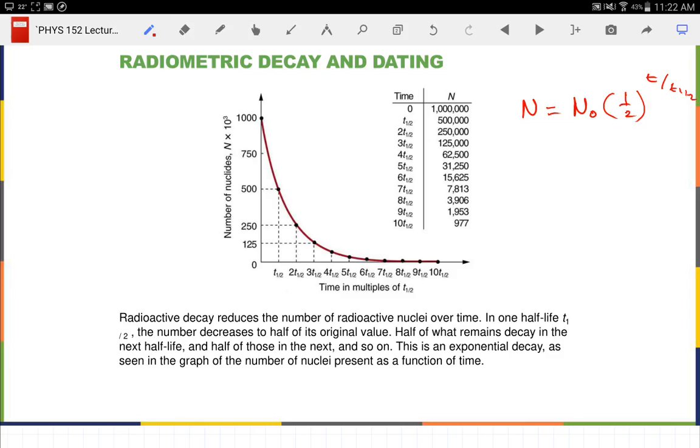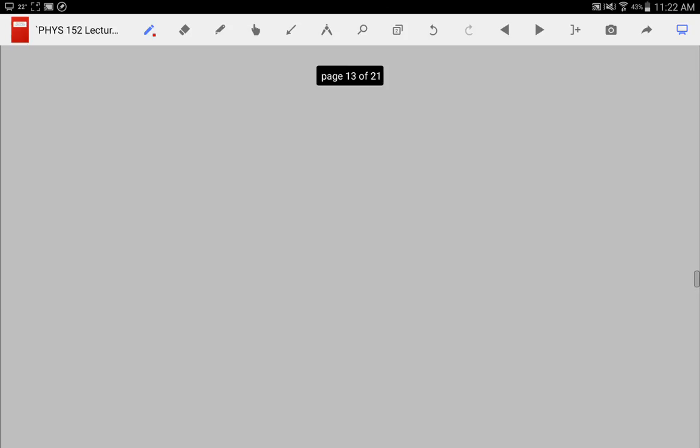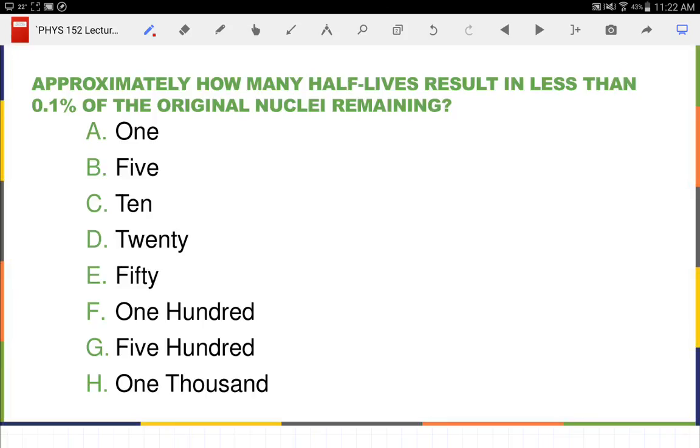And so our clicker question is going to deal with this equation here. Remember, just 1/2 raised to the power. And so the question is, give me a second, more than a second. Goodness, there it is. Approximately how many half-lives result in less than 0.1% of the original nuclei remaining?